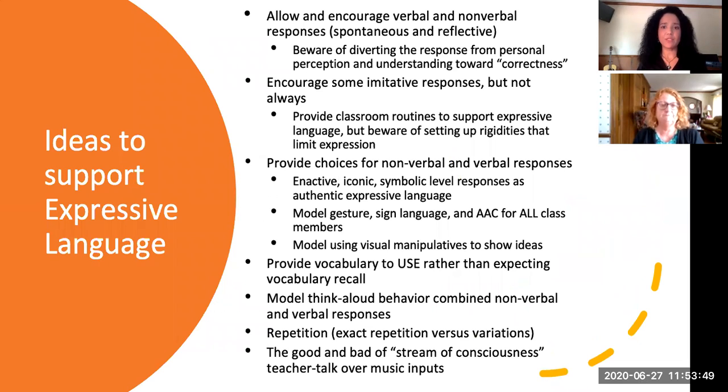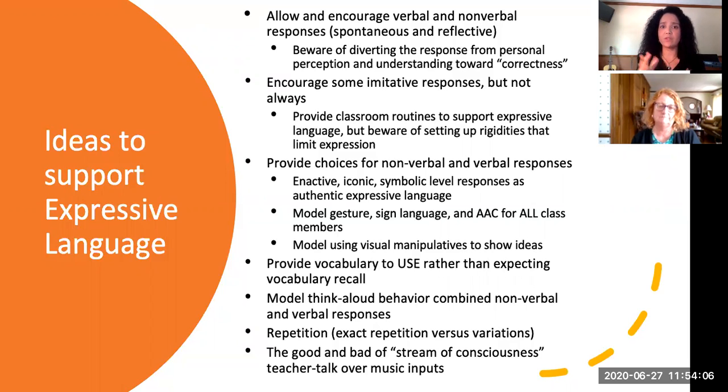And so when we think about supporting expressive language, you'll probably see a little bit of overlap between some things for receptive and also for expressive. But as we said in the beginning, and I showed that image, it's this cycle that feeds each other. And we also just want to remind you that this presentation is available.